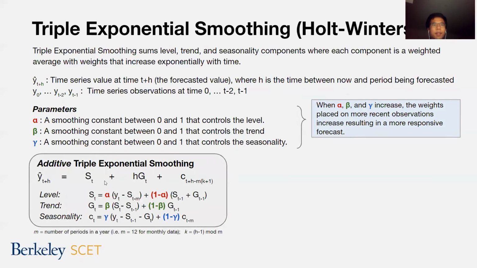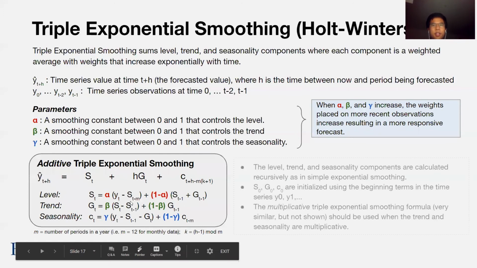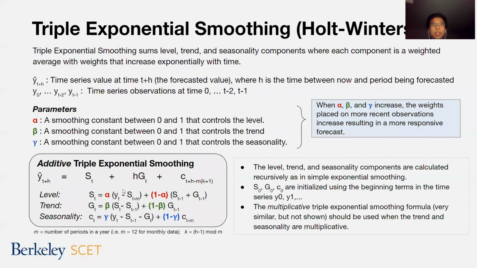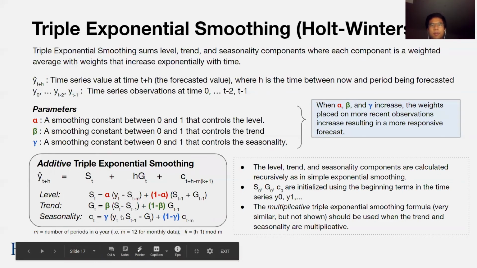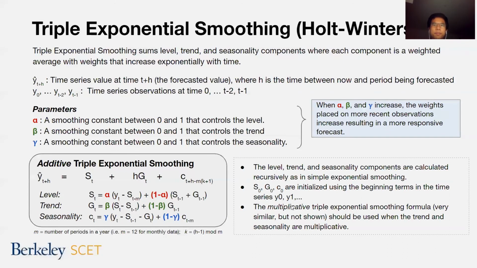So, first of all, we have the additive triple exponential smoothing model, which is explained here. The forecast is the sum of a level component, a trend component, and seasonality. Each of these components is calculated very similarly to simple exponential smoothing, as a kind of weighted average. We would use the same procedure here that we used for simple exponential smoothing to build the S_t recursively, and then the G_t recursively, and all these terms recursively. And then we could initialize using the initial time series data, y0 and y1, and so on.